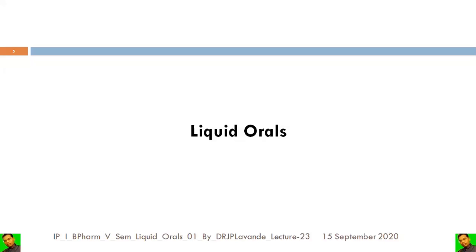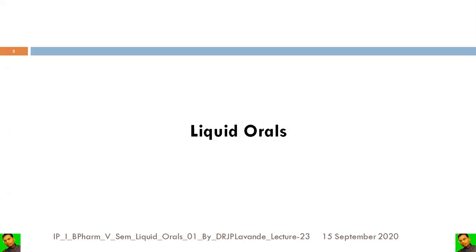So that means these are a kind of dosage form whose physical nature is in the form of a liquid. These are not solid, these are not semi-solid, but these are liquid, and these are to be taken by the oral route. So what are the different examples of the liquid dosage forms that we generally take by the oral route? Yes, can you please tell me? Yes, go ahead.